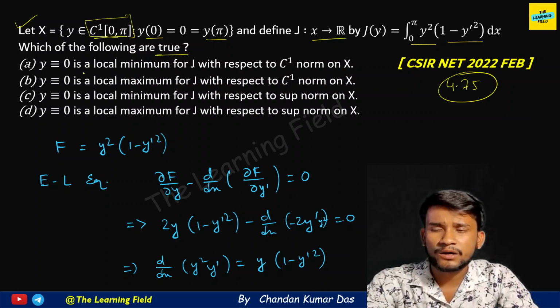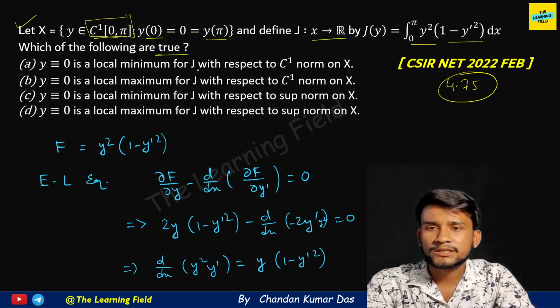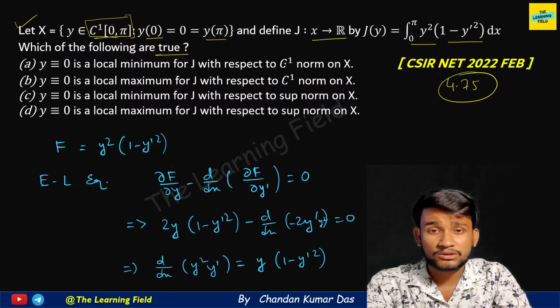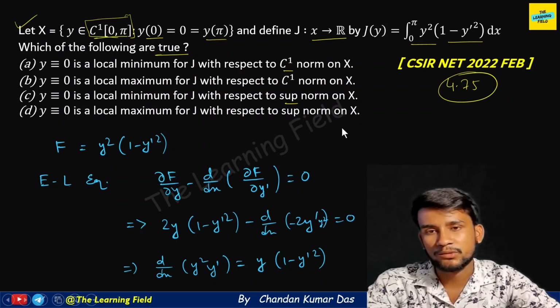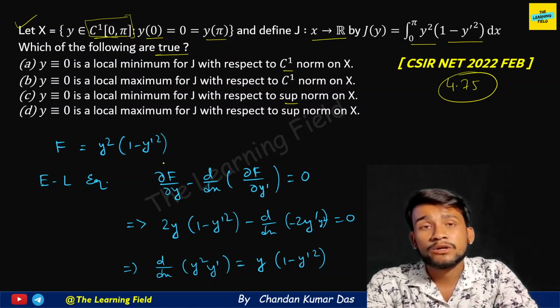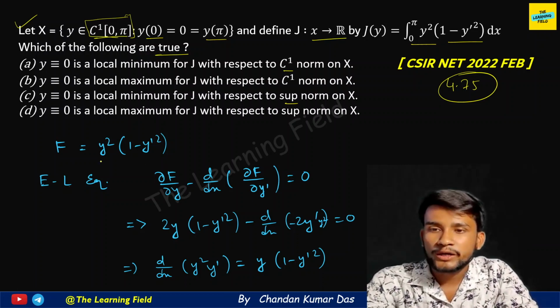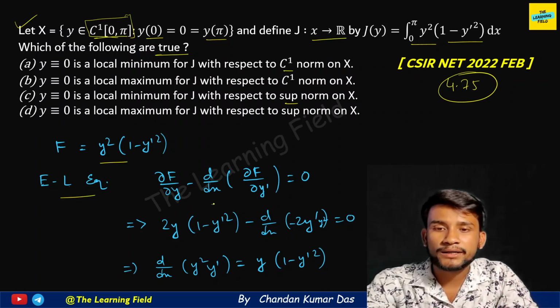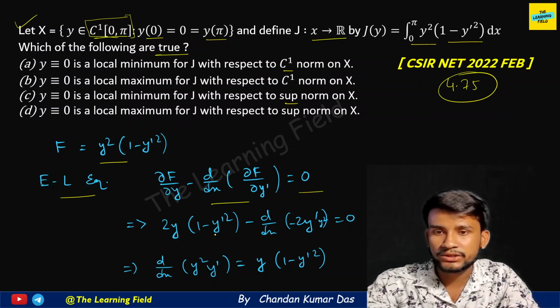So y identically 0 is a local maximum for J with respect to the C1 norm. Here we also introduce the norms, the C1 norm and the supremum norm. Now we define what the supremum norm is and what the C1 norm is. First we calculate the extremal. So f equals y square into 1 minus y dash square. Therefore the simple Euler-Lagrange equation is del f by del y minus d by dx of del f by del y dash equal to 0, and we can calculate this.